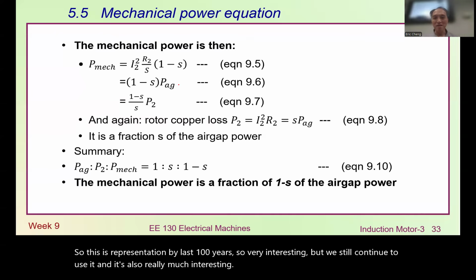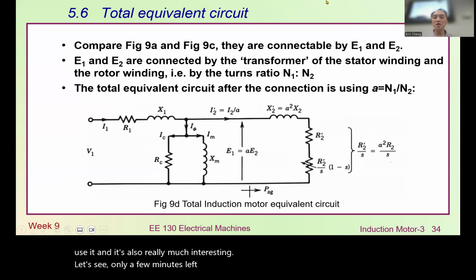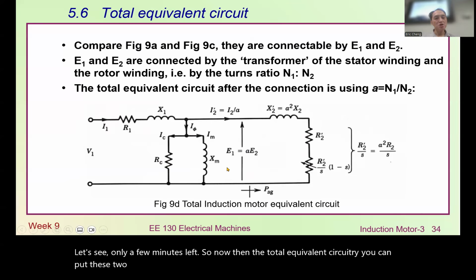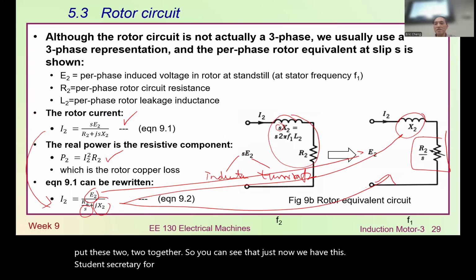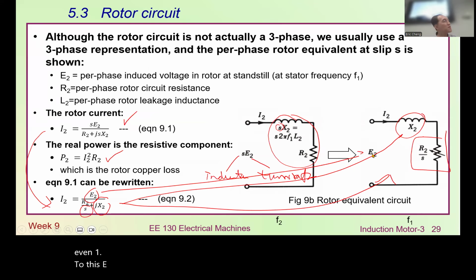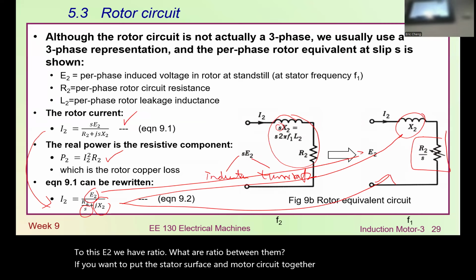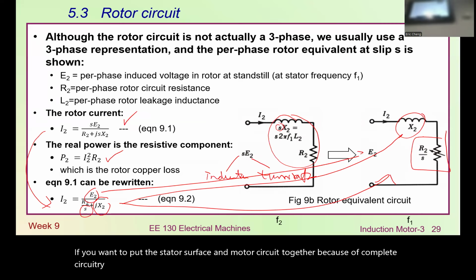Let's see, we only have a few minutes left. So now for the total equivalent circuitry, we can put these two together. You can see that we have the circuitry for the rotor, the circuitry for the stator, and then we have E1 in here. This E1 and this E2 have a ratio. If you want to put the stator circuit and rotor circuit together into a complete circuit, then we need to deal with how to connect E1 on the stator and E2 in here.